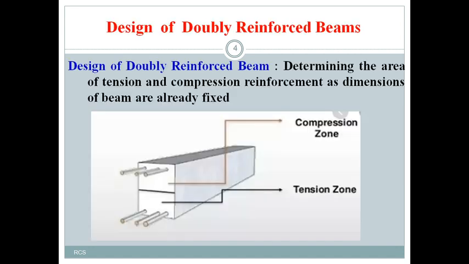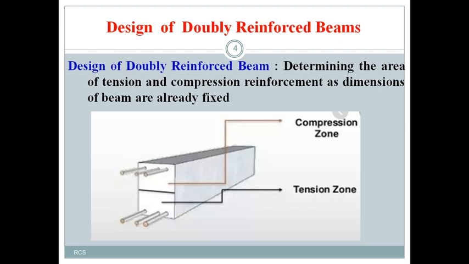Now we will start the design part of a doubly reinforced beam. In any design of any member or beam, ultimately what you have to find out are the cross-sectional dimensions and the area of steel required in that particular section of the beam. But in the case of the doubly reinforced beam, let us consider in what situation we will go for it.